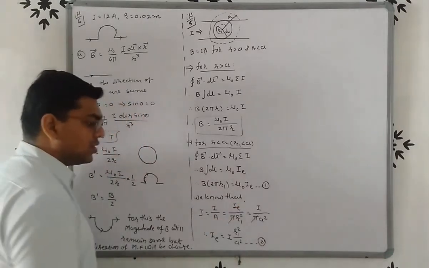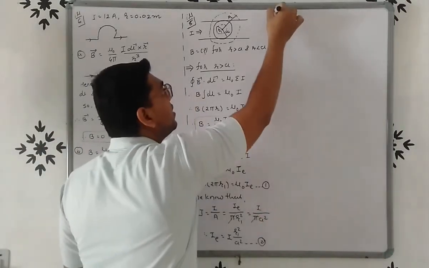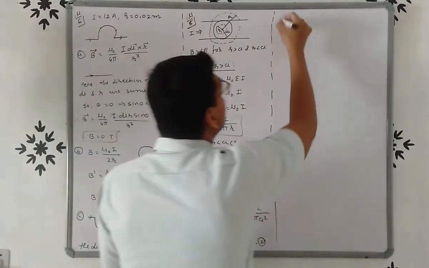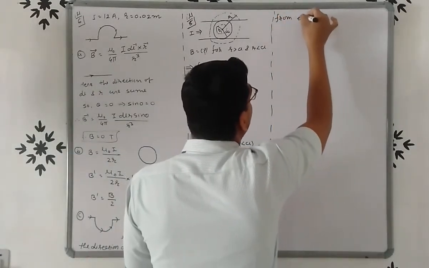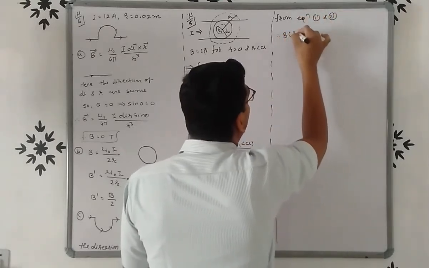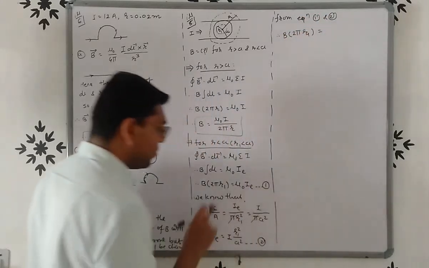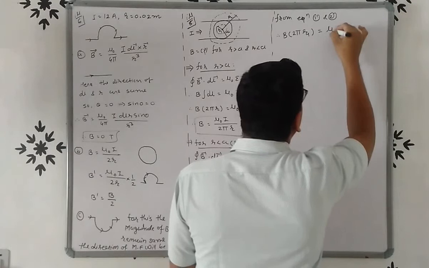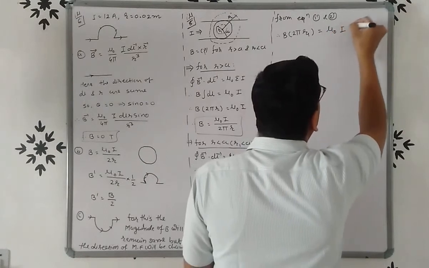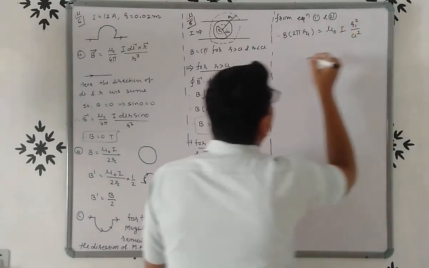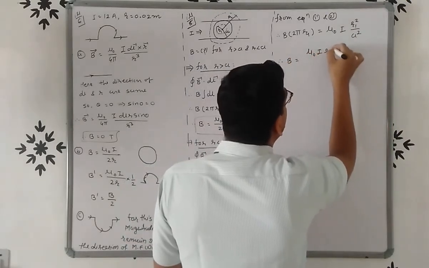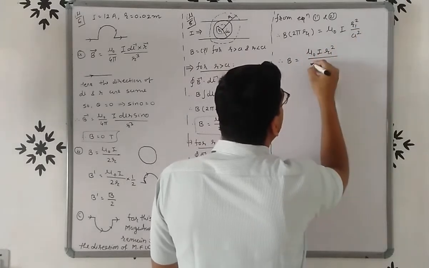Right? So we put the value of equation number 2 into equation number 1. From equations 1 and 2 we get B into 2 pi R1 is equal to mu 0 as it is, times the value of IE, I R1 square upon A square. We have to find out the magnetic field B, so here we formulate B: mu 0 I R1 square upon A square as it is.